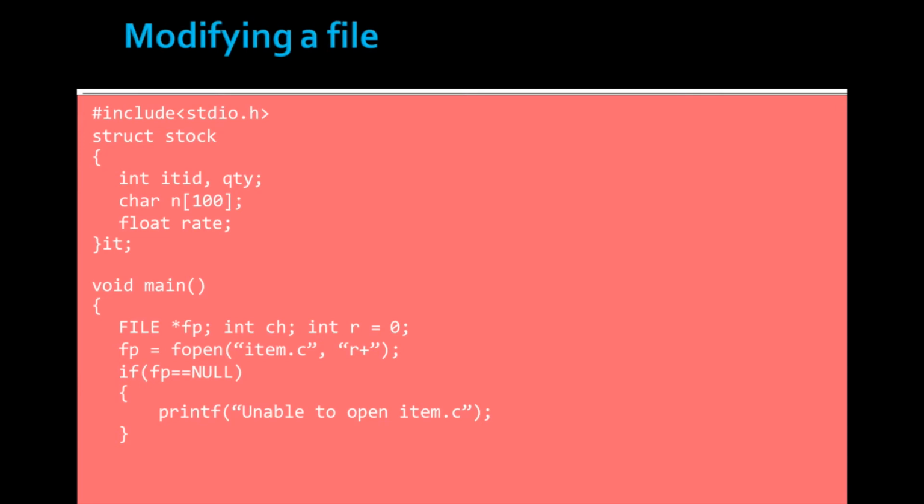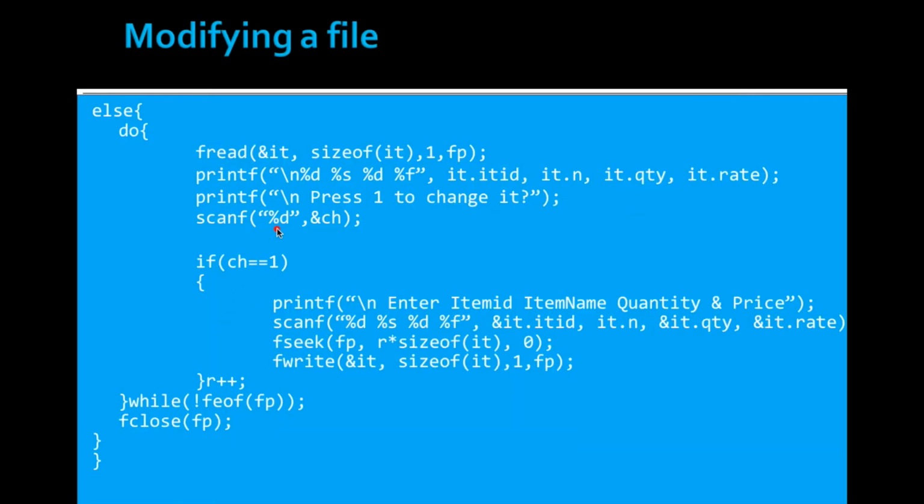Now in order to access the second record, I have to move my pointer to byte 117. The file contains 10 records, so the location of the first is 1 to 116 and the second starts from 117. That is the most important point: we can directly move to the location 117. Now I have opened my file in read plus mode, so I can perform both read and write. Once the file is open, we have to read with the help of fread.